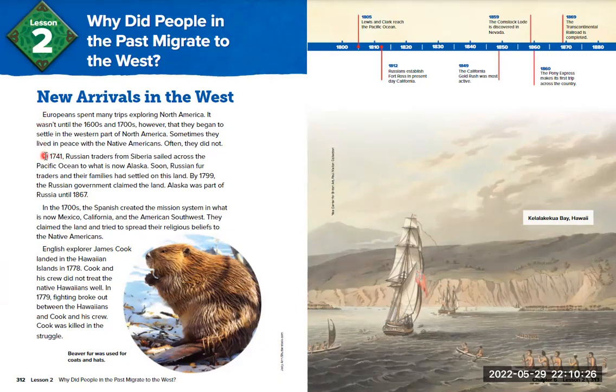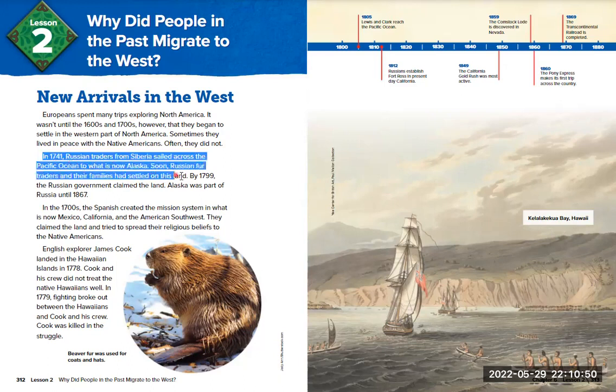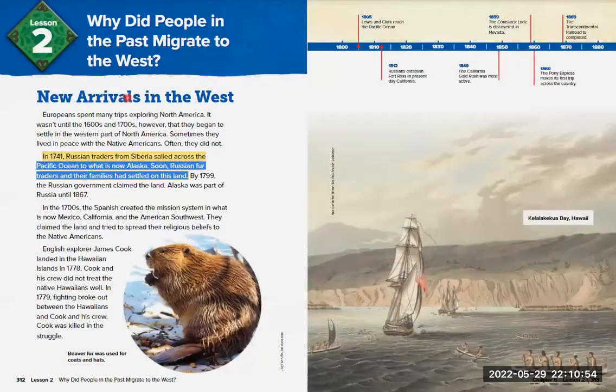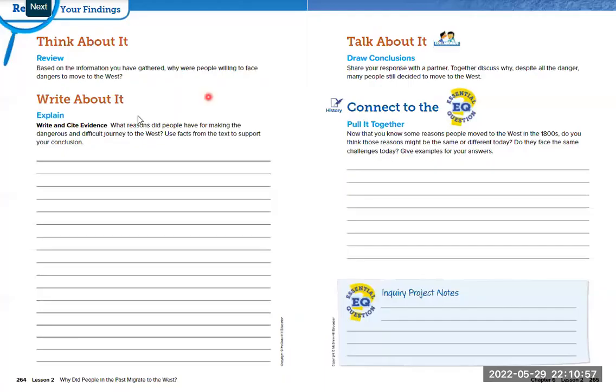Here it says in 1741, Russian traders sailed across the Pacific Ocean to Alaska and began fur trading. In the 1700s, the Spanish wanted to create missions to spread their religious beliefs. So those are all reasons why people moved west and they settled on that land. That would be another one. So those are all details you can use for why people moved west.